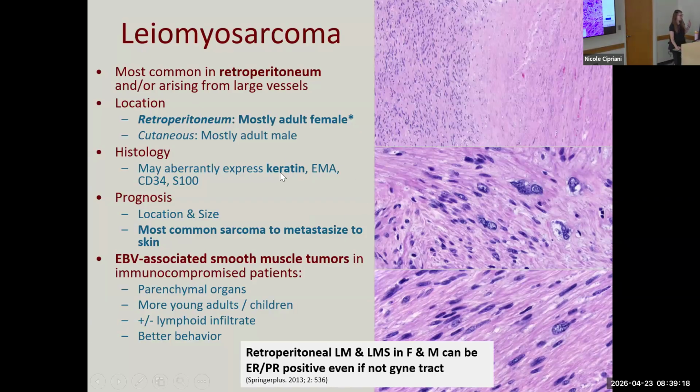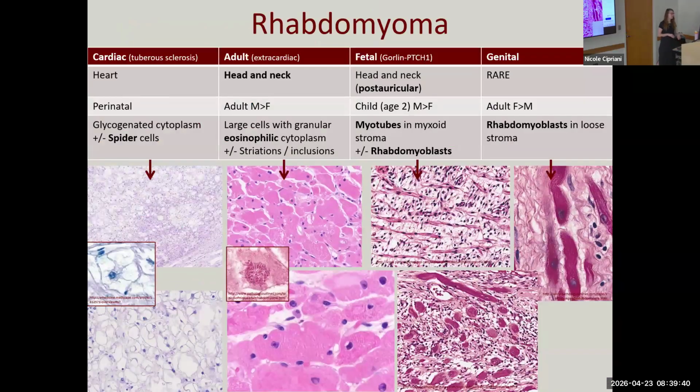Okay, you can't have aberrant expression of keratin. You can't have aberrant expression of ER and PR in retroperitoneal smooth muscle tumors in men and women, so it does not tell you whether it's a GYN-associated thing. And then when you have an immunocompromised patient, think about doing an Epstein-Barr virus, EBER, because these have better prognosis.